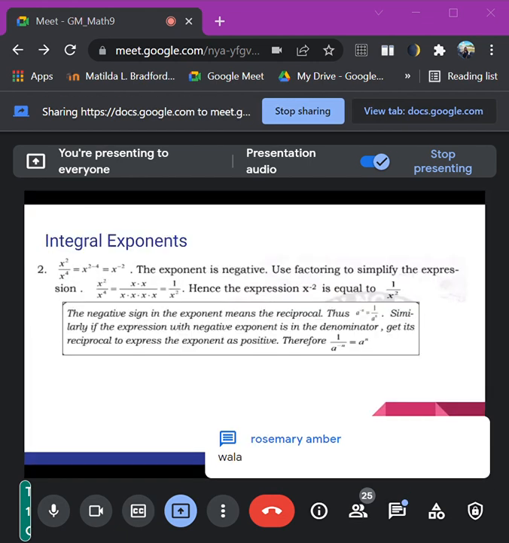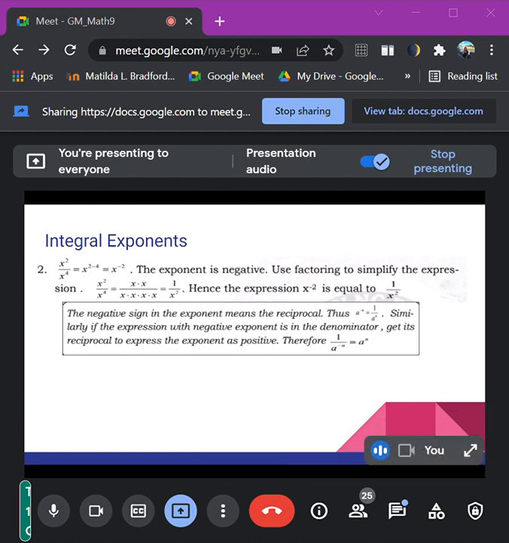Okay. The negative sign in the exponent means the reciprocal. So thus, a raised to negative n is equal to 1 over a raised to n. Similarly, if the expression with a negative exponent is in the denominator, get its reciprocal to express the exponent as positive. Therefore, 1 over a raised to negative n is equivalent to a raised to n.